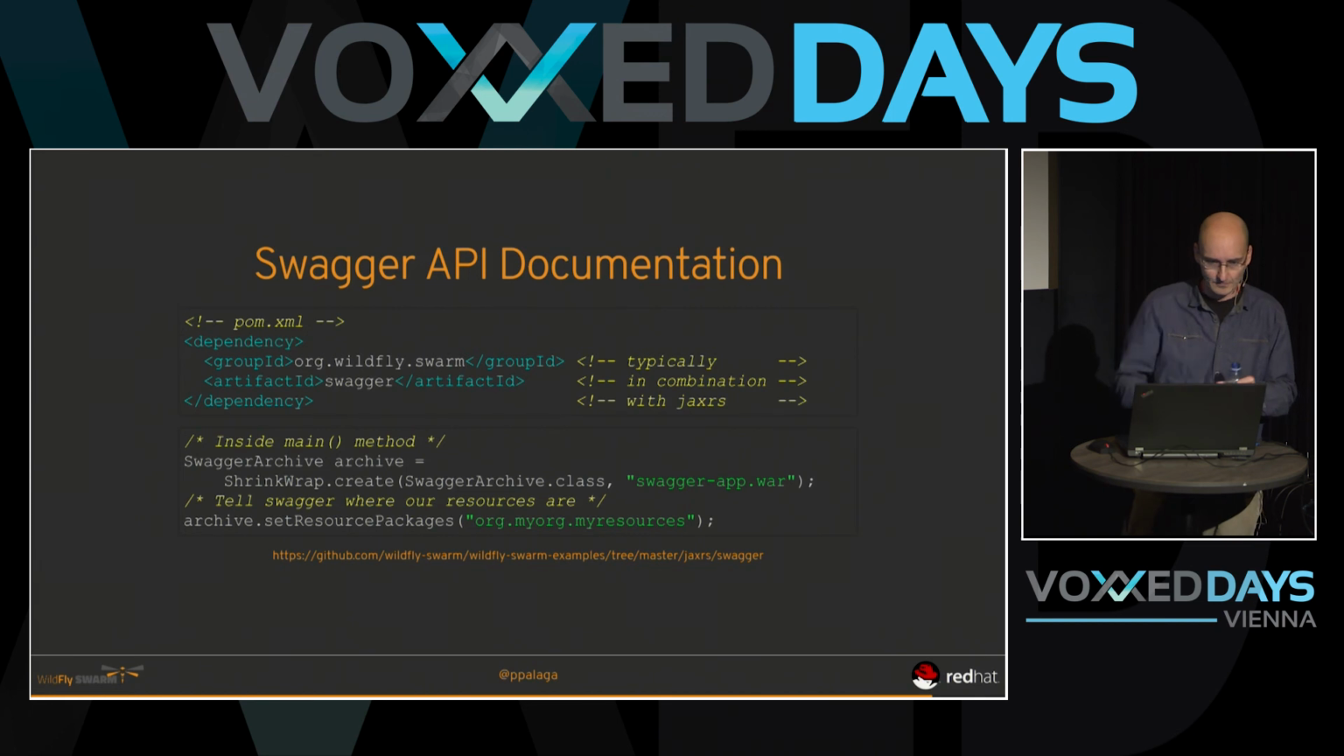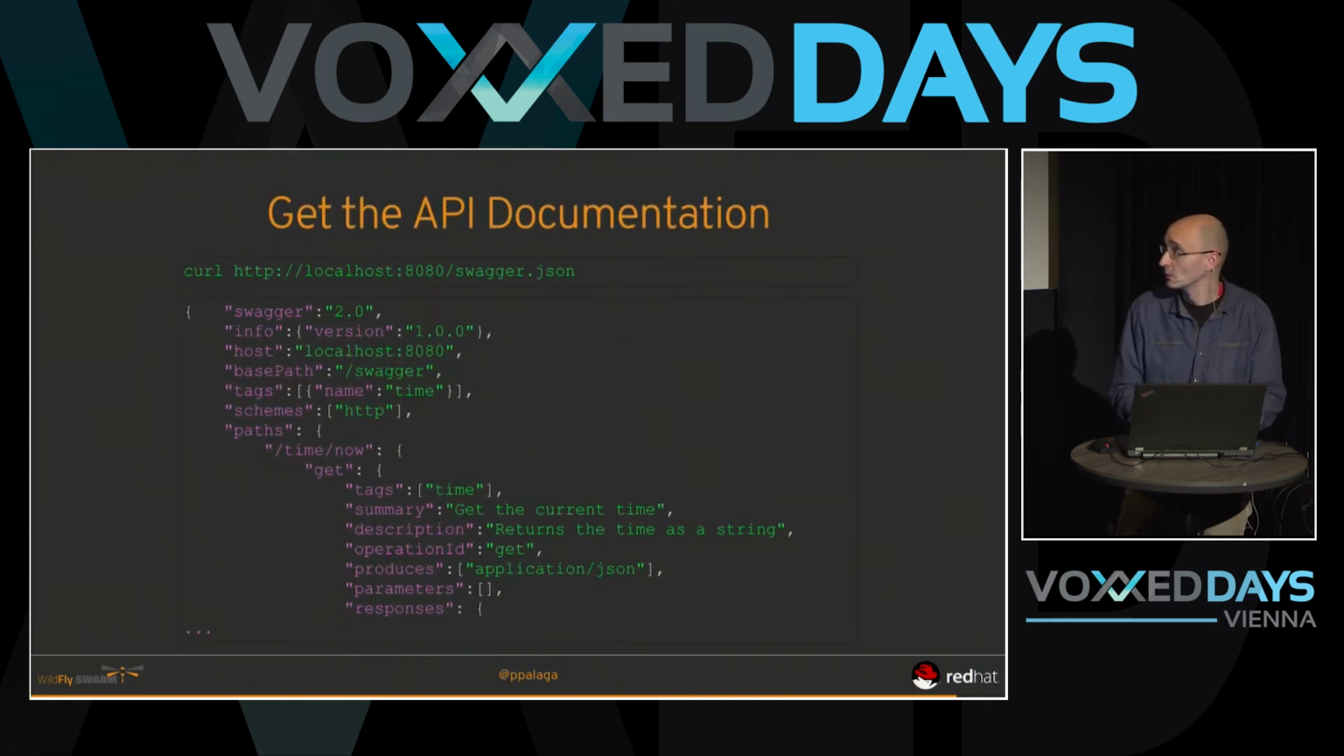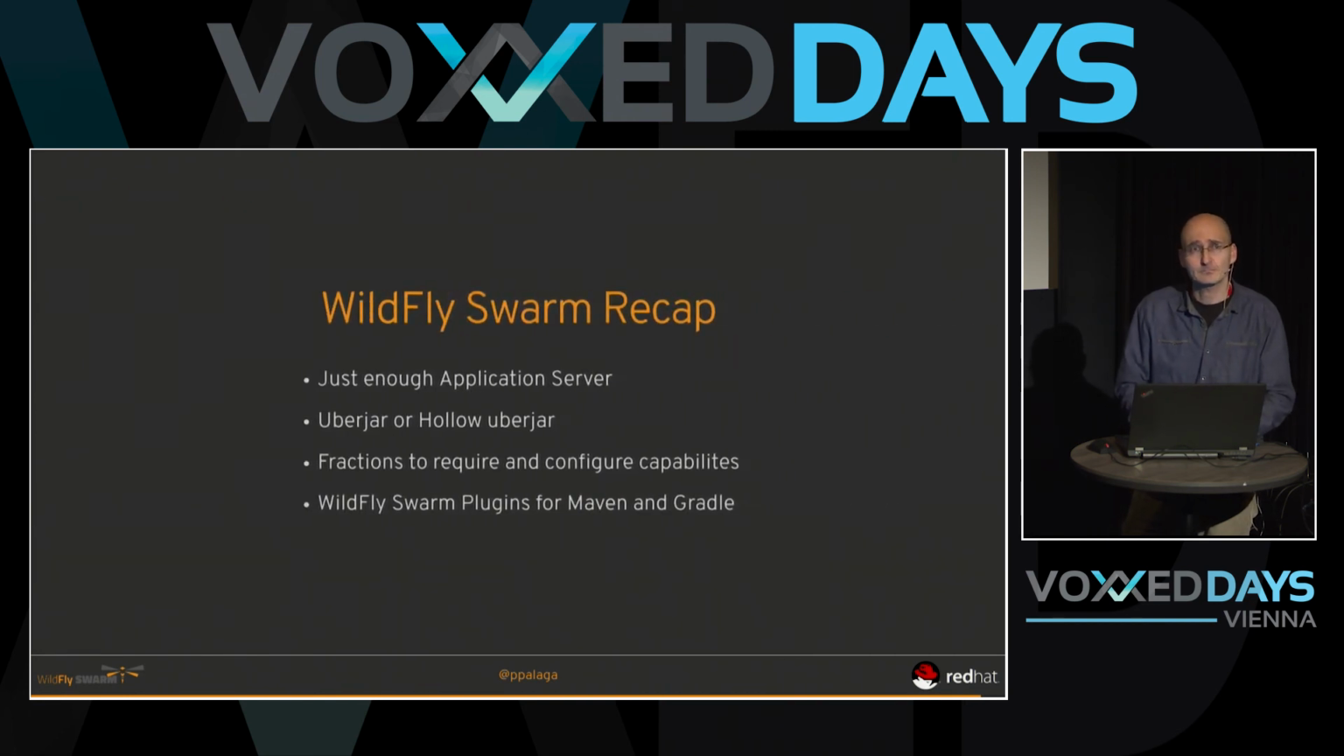Okay, Swagger. As usual, you add the fraction. You configure it either via Java API or whatever other option you have, like a system property or a YAML file. And once you have it, this is what you get when you request the Swagger JSON. That's basically it. A small recap.